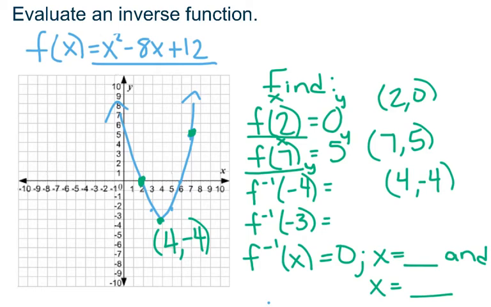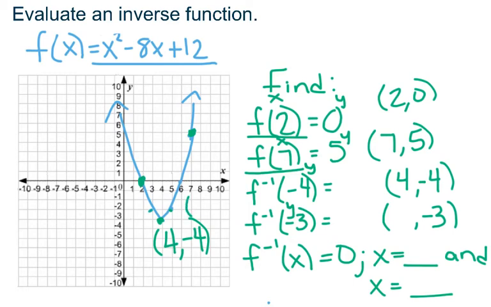Let's do another one. So we're going to do this one, f inverse of -3. So usually, the number in the parentheses is x, but we're talking about inverses, so now it's switched to y. So we're trying to figure out what's the coordinate point. What would x be when y is -3? So we look on our graph. What's the only point in there that's going to have a y-coordinate of -3? And there's actually 2 of them. Right here and right here.